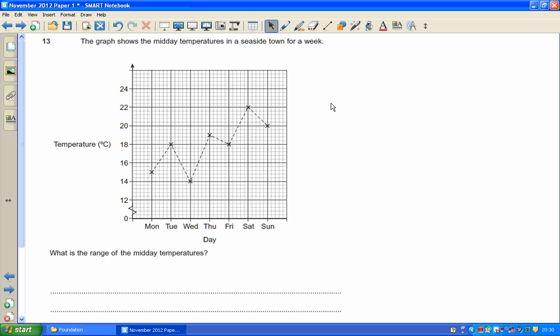Question 13. The graph shows the midday temperatures in a seaside town for a week. What is the range of the midday temperatures?